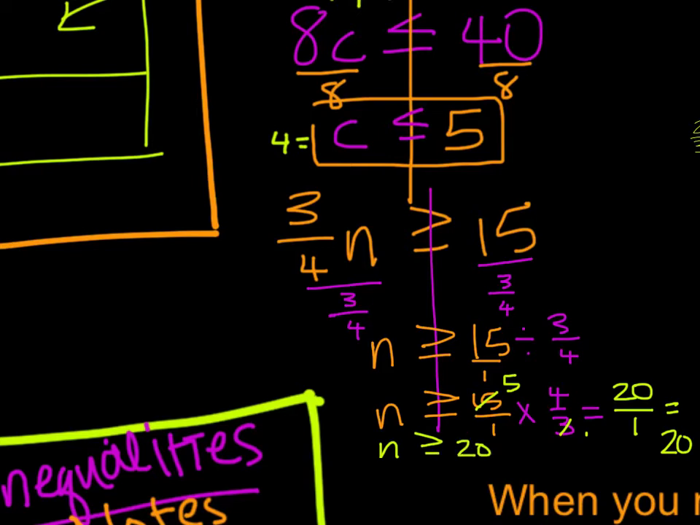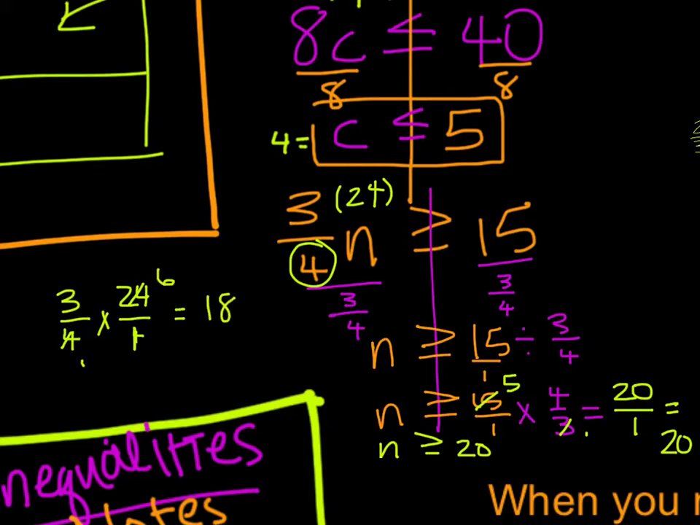So if we tried 24 in this case, that seems like a nice, easy number to work with because I see a 4 in this denominator. 3/4 of 24 is 3 over 4 times 24 over 1. Let's do that simplification. 4 divides out of both of those, we get 1 and 6. 3 times 6 is 18. So 18, is that greater than or equal to 15? It sure is. So n is greater than or equal to 20 works.